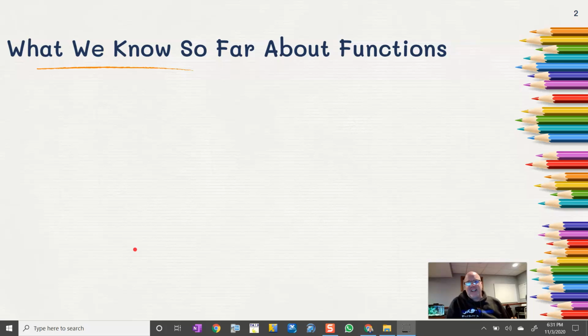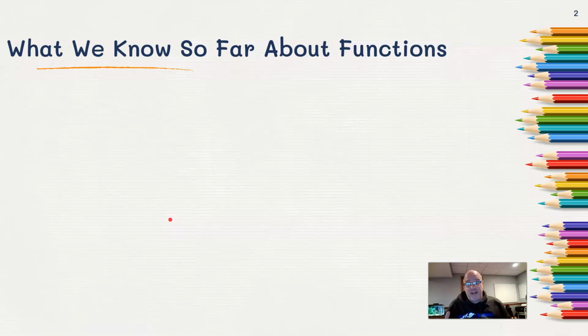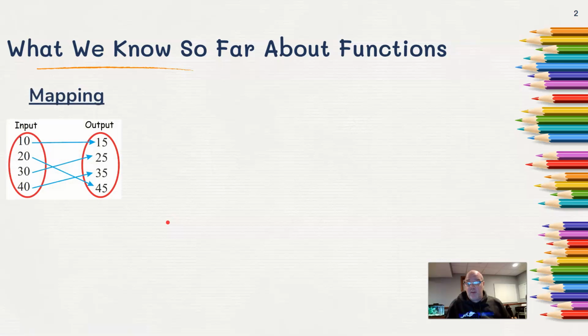Hello. I'd like to take a minute just to talk about what we know so far about functions and also then talk about where we're going with the idea of a function. So what we know so far is that functions come in a bunch of different varieties. We have mappings. This is a visual way that we can represent a function.